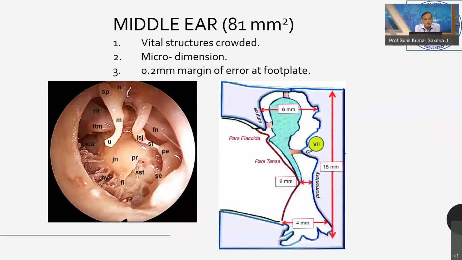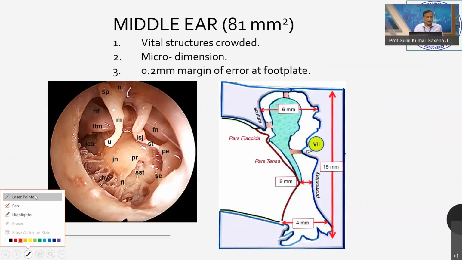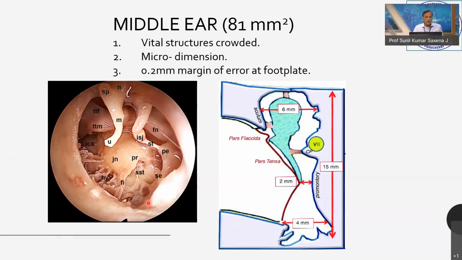Now, a little bit of basic anatomy. This is the middle ear structure, which you are seeing on your left side. Why is endoscopic ear surgery considered difficult? This is the working area of your middle ear, which is approximately 81 square millimeters. Second, these are the vital structures: malleus, incus, stapes, all the ossicles, facial nerve, tensor tympani tendon. They are all crowded together.